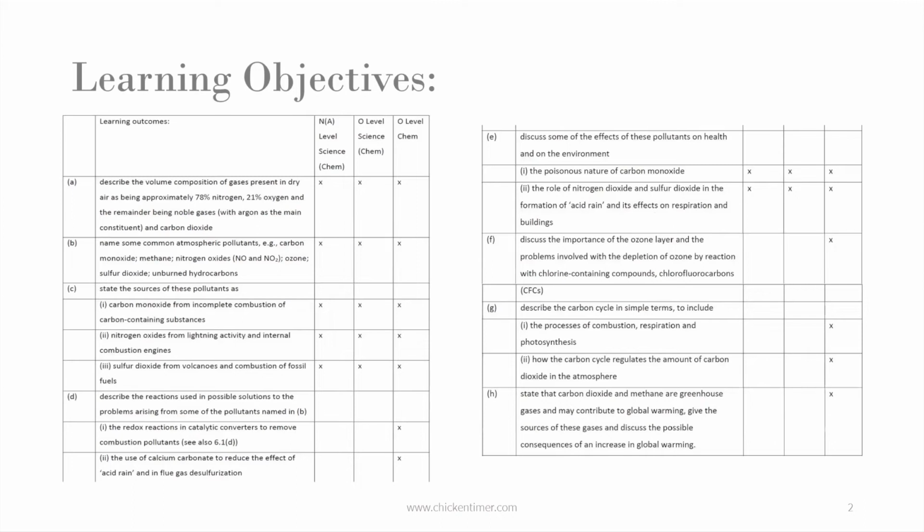Then again, there's some difference here. Science itself, NA or Express O levels, will have the same learning objectives. So you have part D, where you have redox reaction. That one is only for the pure chem students. Then the CFCs, etc., carbon cycle, then your greenhouse effect. I think the greenhouse effect is also only for the O-level chem students.